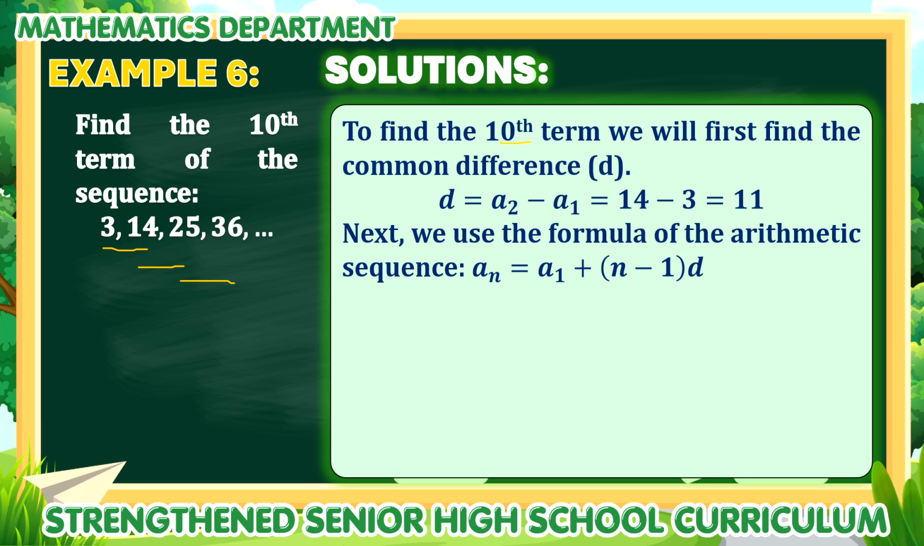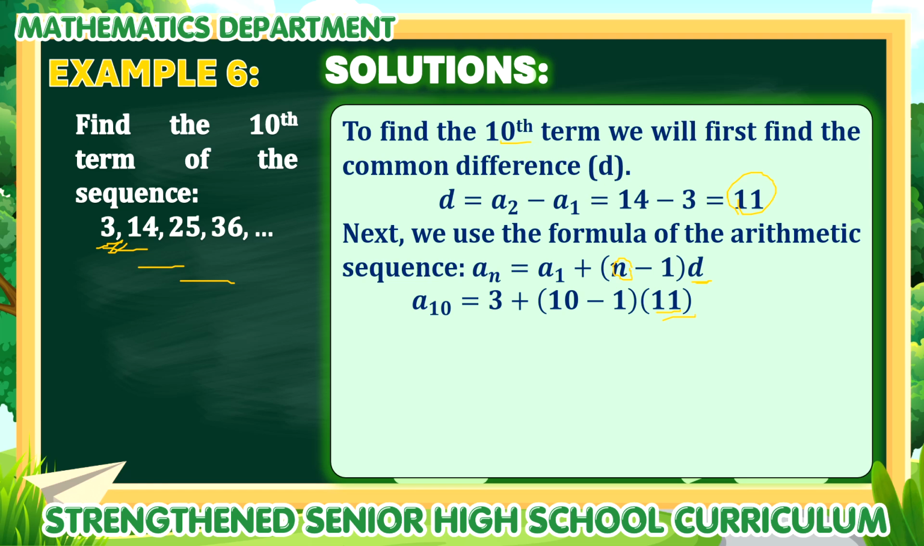So that means we have a sub 10 is equal to our first term, which in this case is 3, plus our value for n, which is again 10 because we are looking for the 10th term, and then minus 1 times our common difference. Based on our computation, we have 11. So we have here times 11.